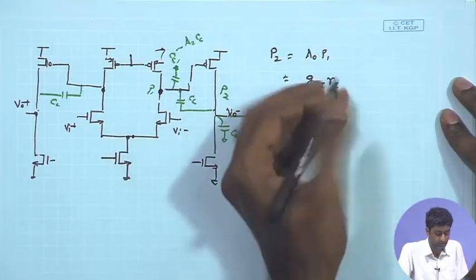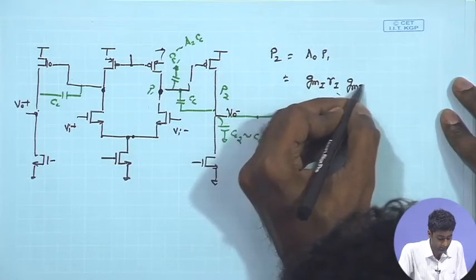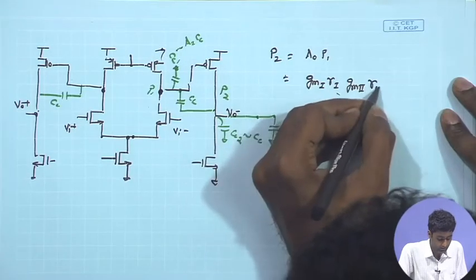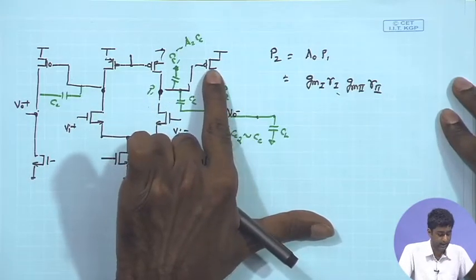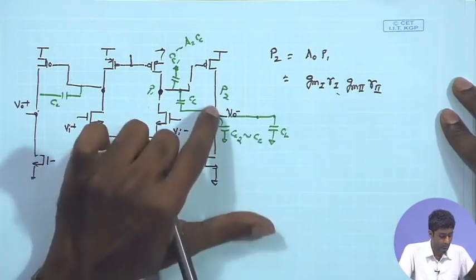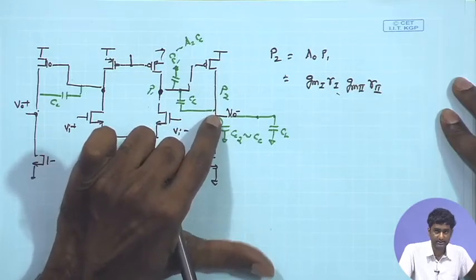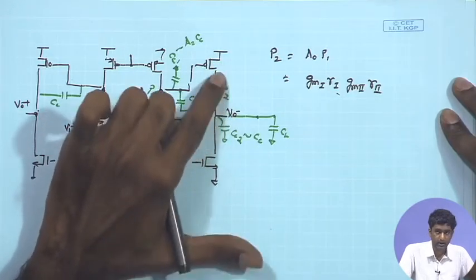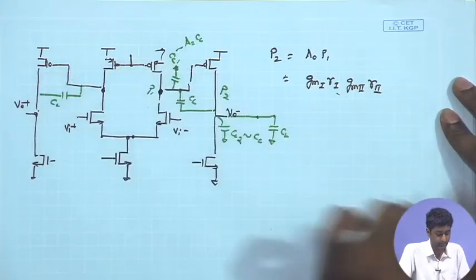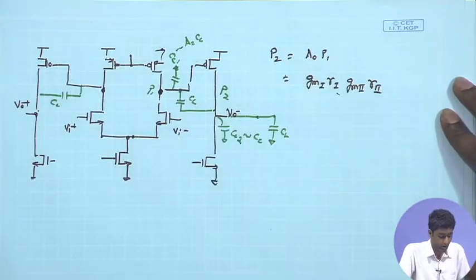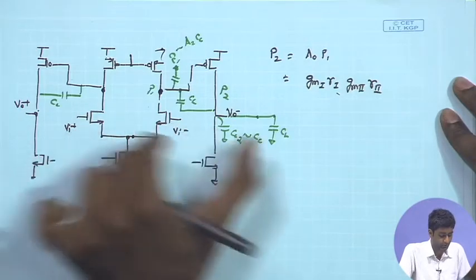low frequency gain. Second stage, once again I can write them down as GM2 R2, where GM2 will correspond to the GM of this transistor, and R2 will be the overall small signal resistance at this stage, which is basically ROP parallel RON once again at this particular stage. So, this is the A naught, that is the overall low frequency gain from the input to the output.